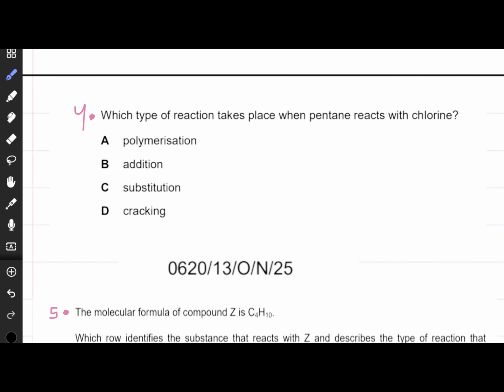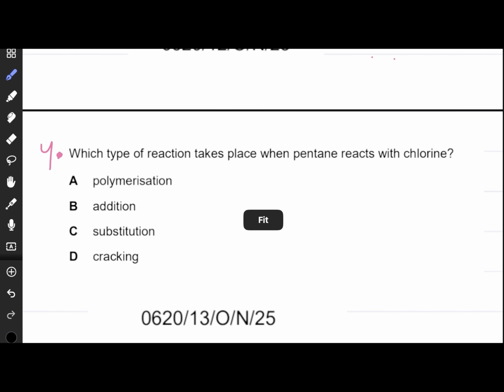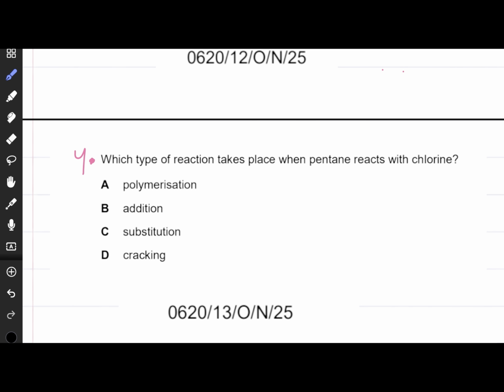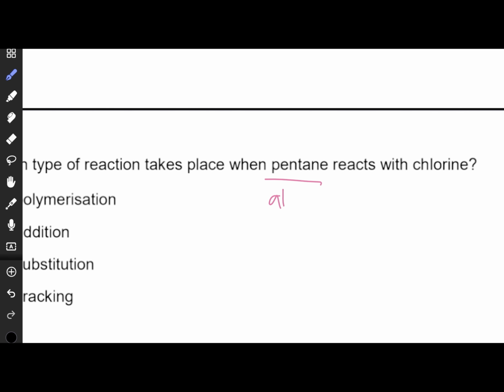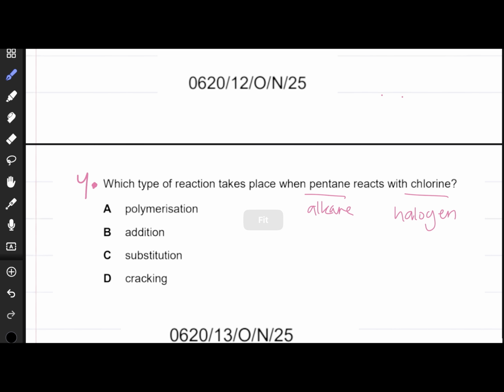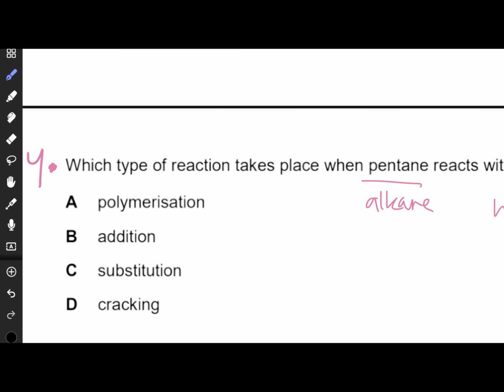Alright, so now let's move on to question number 4. It says which type of reaction takes place when pentane reacts with chlorine? Pentane is an alkane, and chlorine is a halogen. And whenever there is a reaction between a halogen and an alkane, that's always a substitution reaction. It cannot be polymerization, it cannot be addition, and it cannot be cracking. So the right answer is substitution reaction.